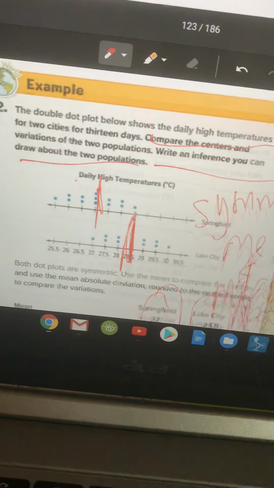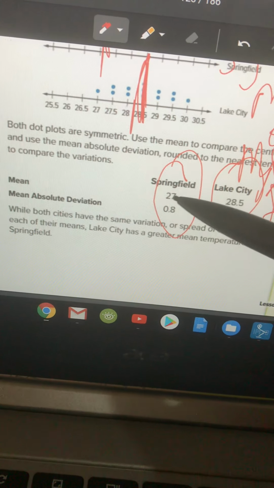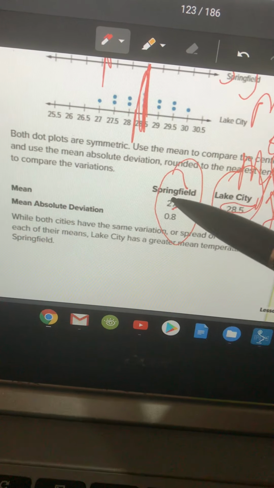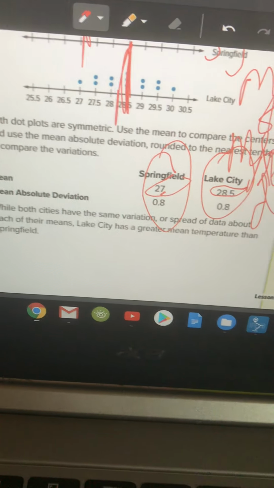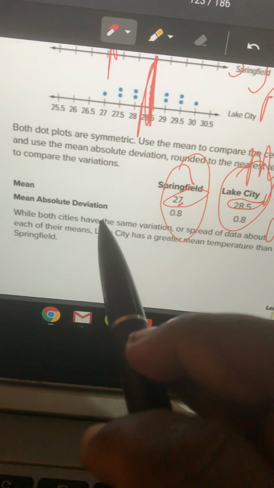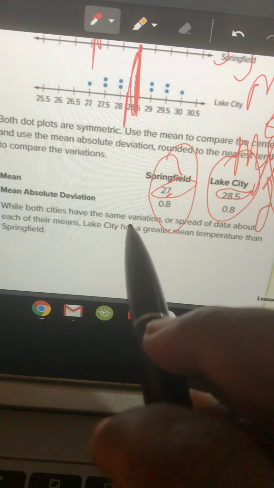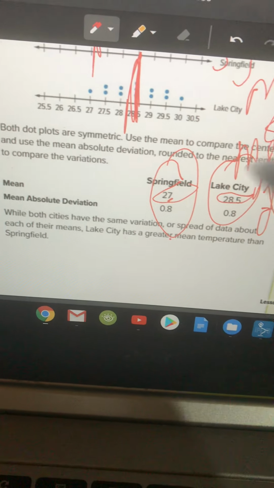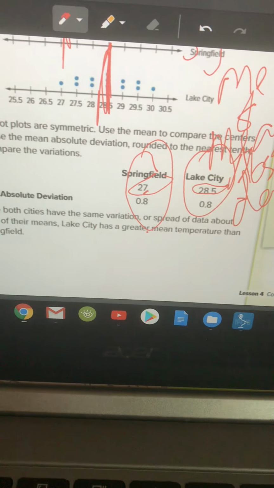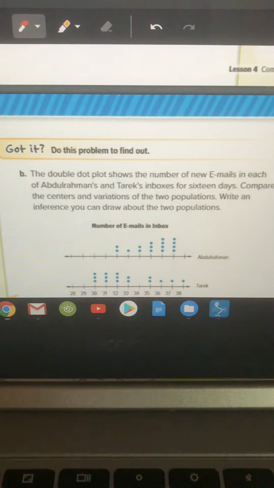So, according to example 2, you compare. You notice that the mean in Lake City is greater than the mean in Springfield, but they have the same variation. Okay? So, while both cities have the same variation, the spread about each of their means is different. Lake City has a greater mean than Springfield, which means the temperatures in Lake City are higher than the temperatures in Springfield. So let us look at example B.